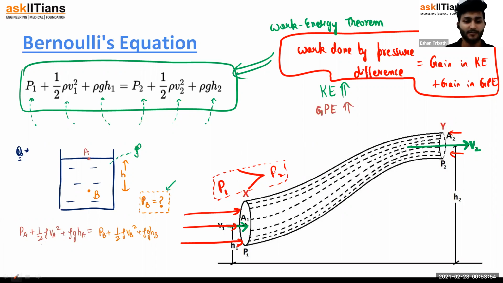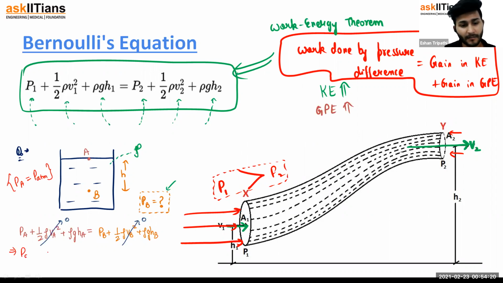Yeah, the speed is 0. The liquid is not moving, it's at rest. So VA, VB, both terms will be 0. Any other thing we know? Yeah, point A is open to atmosphere. That means the pressure at point A is atmospheric pressure already.